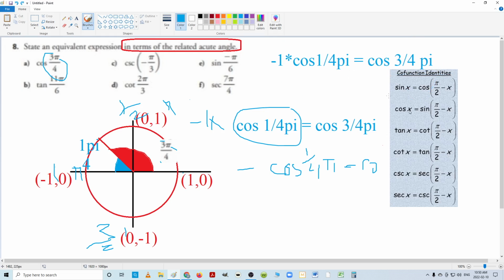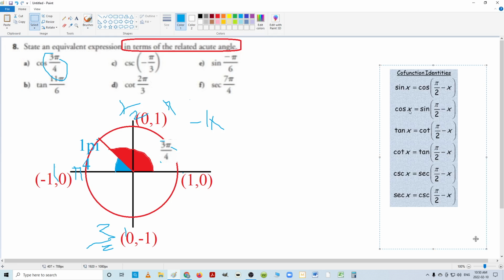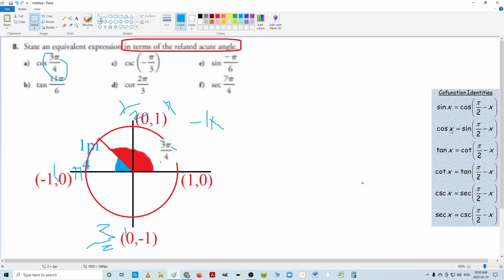But what about things that aren't cosine that are equivalent, like tangents? And notice the tangent equivalencies only relate to other tangent equivalencies. But sine can be related to cosine, and cosine can be related to sine. And that's because as I go around this unit circle, let me explain why that's so. Here's the explanation of why that's so.